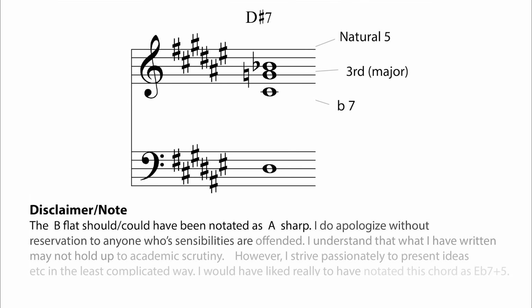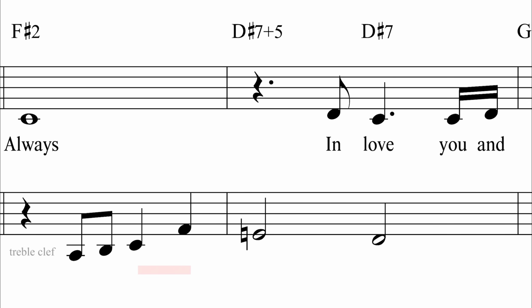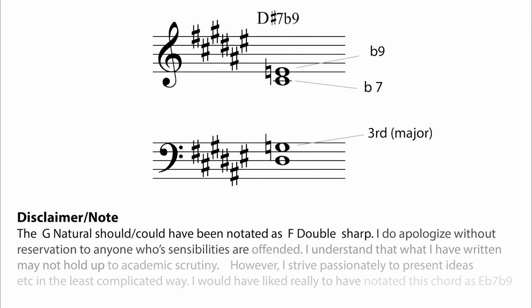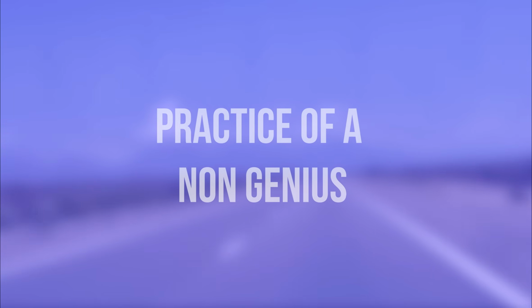There is another element, however, that further colors this moment, and that is the synth line. The synth plays E natural to D sharp on the D sharp 7. That is the flat 9 to the tonic. This flat 9, just like the augmented 5th, is a note with far-reaching consequences. By the way, I spoke about these tensions at length in an earlier video, Practice of a Non-Genius.